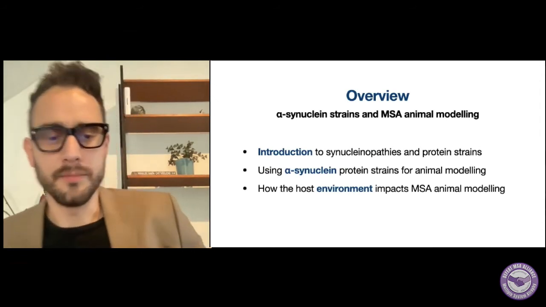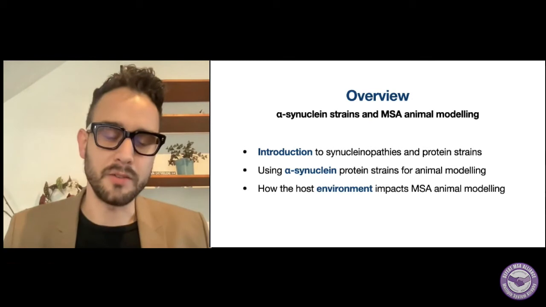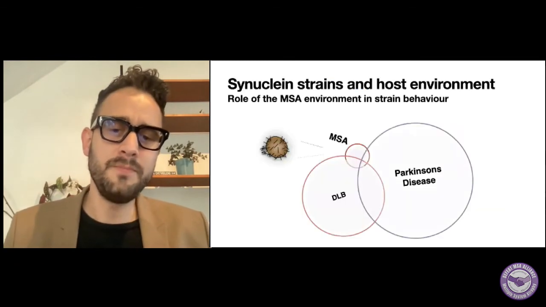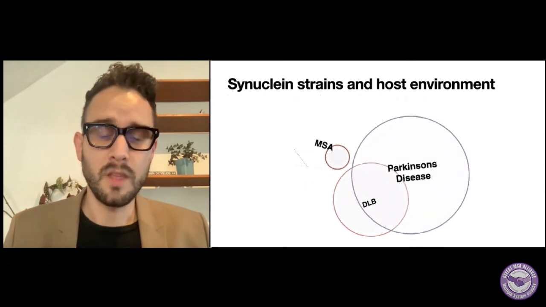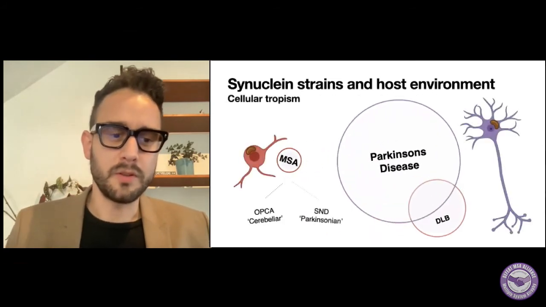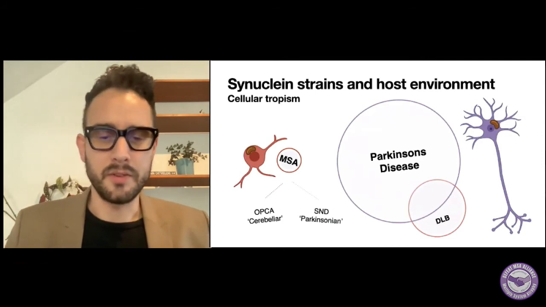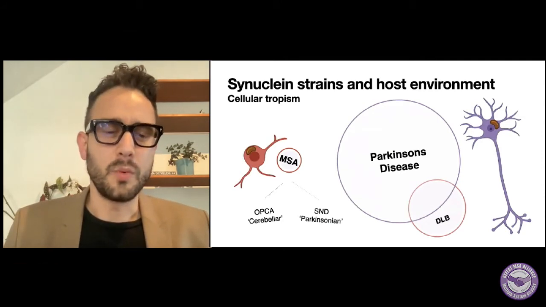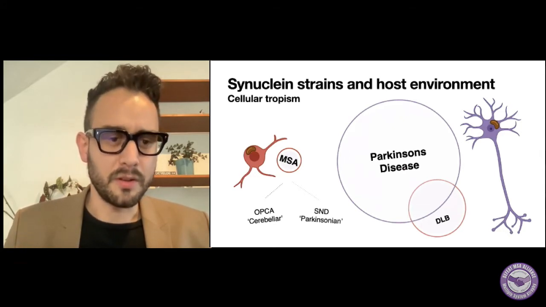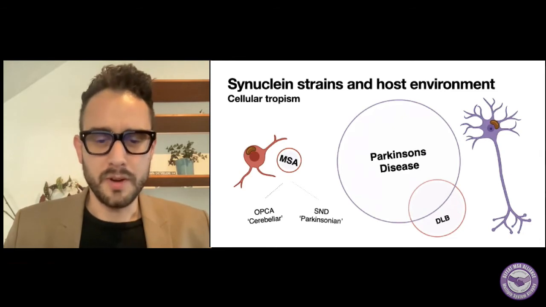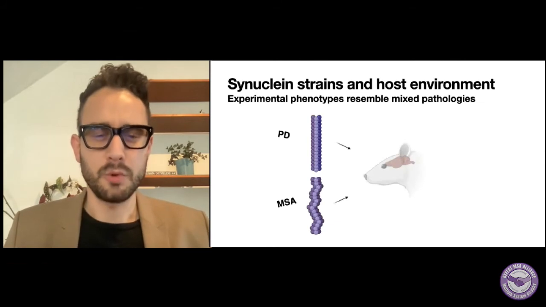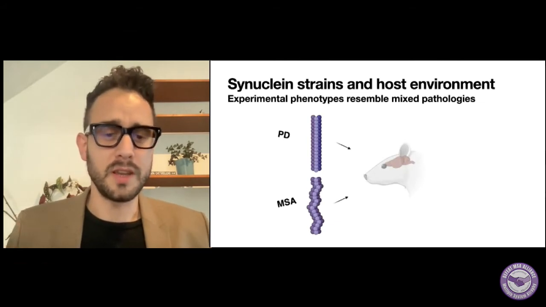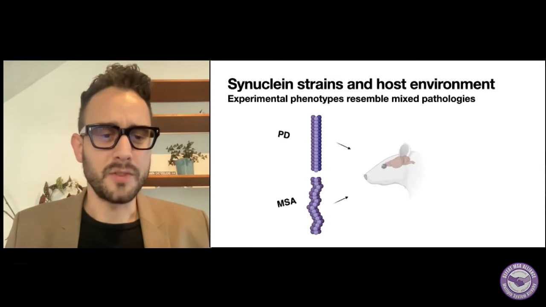So then finally, the third topic I just wanted to touch upon is how the environment in multiple system atrophy, we believe, is also very important. Because as I mentioned before, you have these interesting differences, but also similarities. And one of the interesting things we noticed was this cellular tropism. Because in our animal models, when we inject the different types of fibrils, we usually get a mixed phenotype.